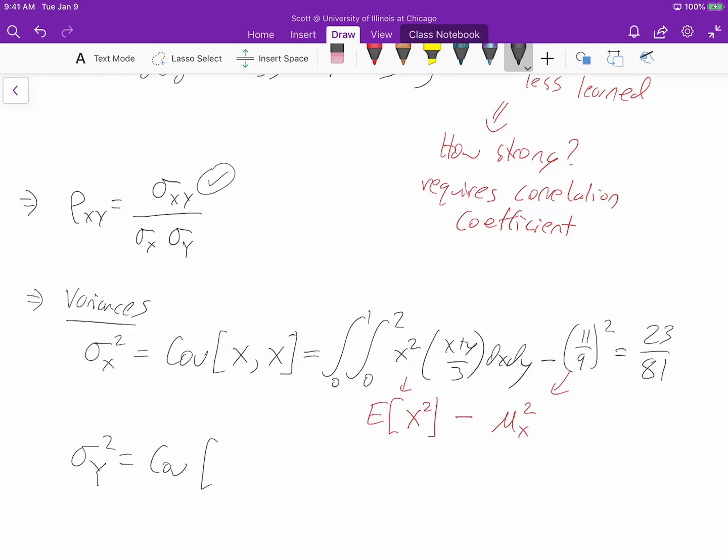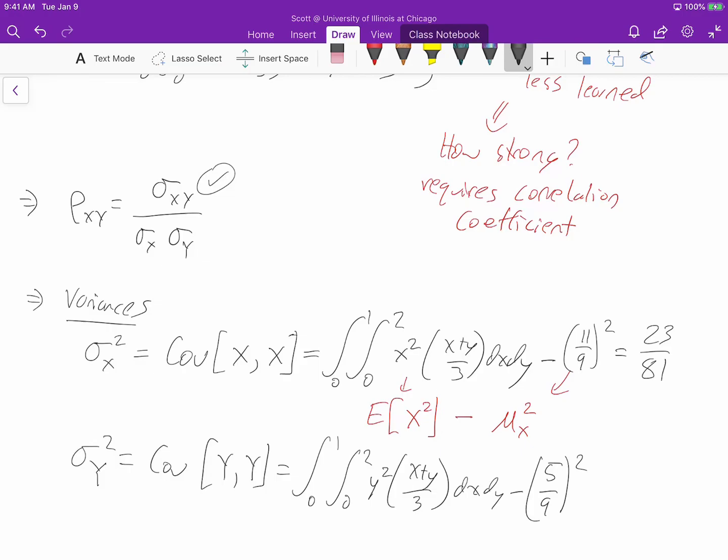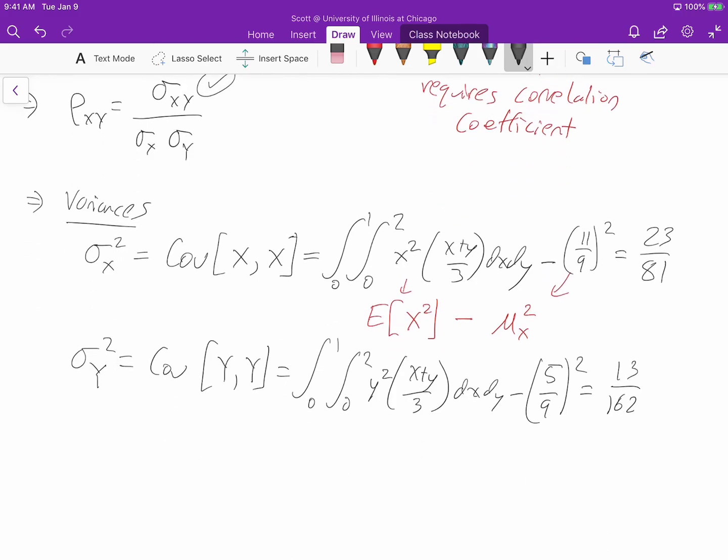Do a similar thing for y. That's the covariance of y and y. That's the variance. So the covariance operator allows us to get the variances if we do the covariance of a random variable with itself. 0 to 1, 0 to 2. Now we plug in y squared, x plus y over 3, there's your PDF, dx dy. Subtract off the mean of y squared, that was 5/9, and we get 13/162. Ugly numbers. Go to the decimal values if you want.